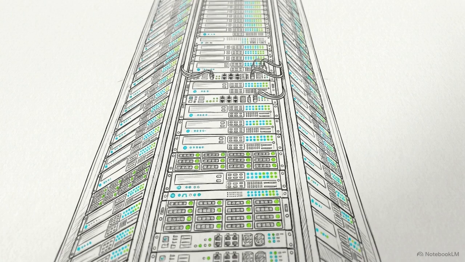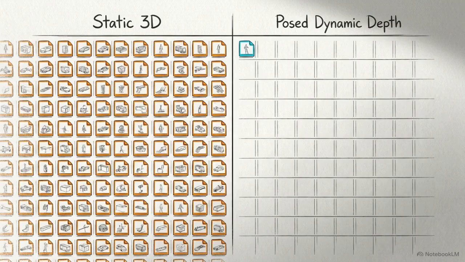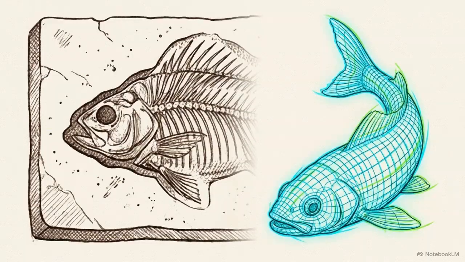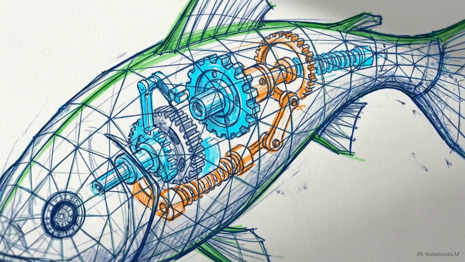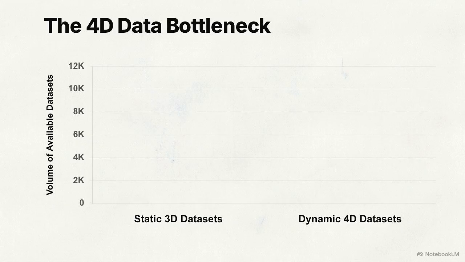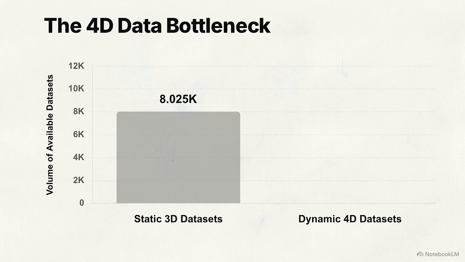Executing this geometry-first approach requires an enormous amount of data, which brings us to a bottleneck in 4D computer vision, the scarcity of posed video datasets with dense step labels. Training a dynamic model on exclusively static data is like trying to study marine biology using only dead, motionless fossils. You get the structure, but you miss the mechanics of the living organism. This bar chart compares the volume of available static 3D datasets against the tiny fraction of dynamic 4D datasets.